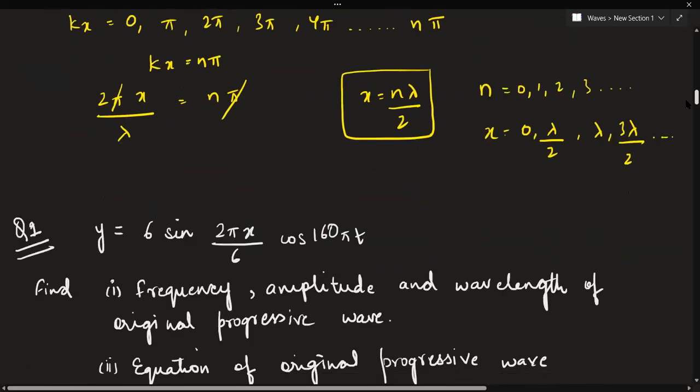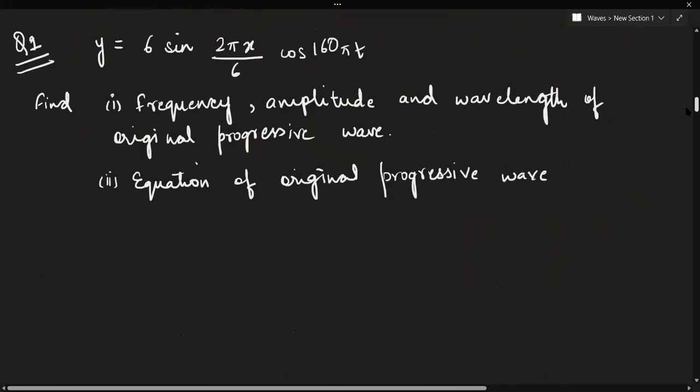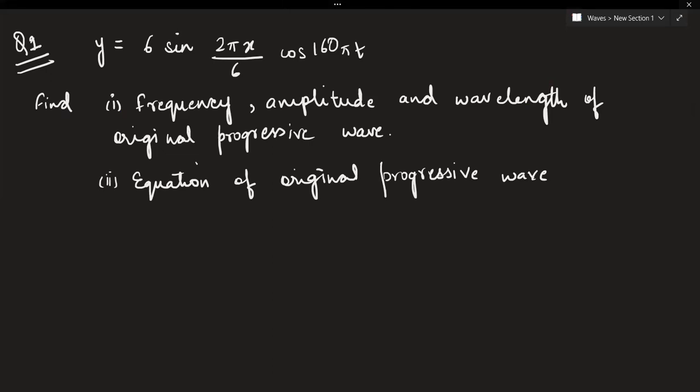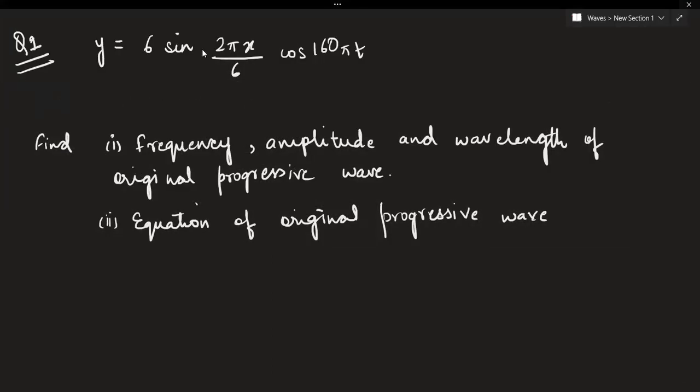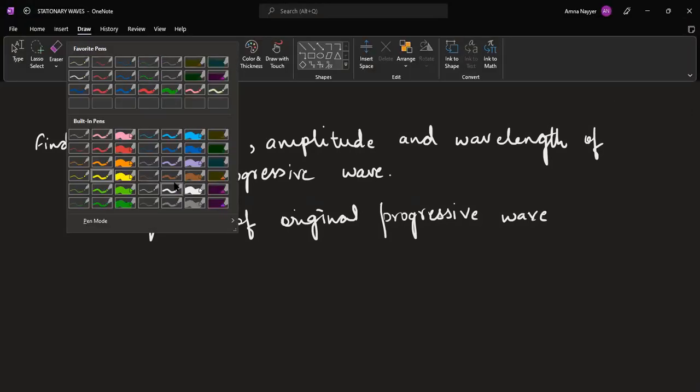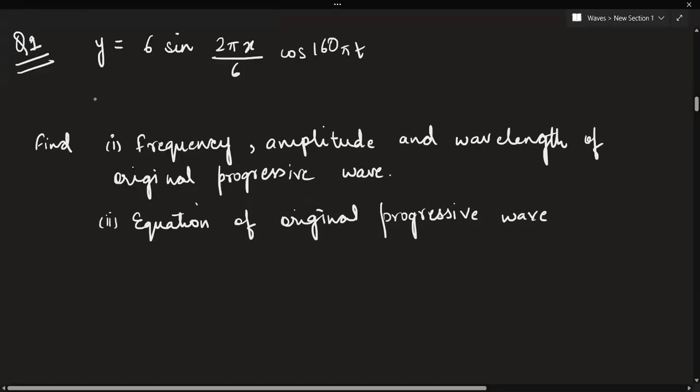Okay, let's do some questions. See, it says y is equal to 6 sine 2 pi x divided by 6 cos 160 pi t. We have to, okay, the second wave is not given. This is for the first wave, and for the second wave, it should also be, let's say, 2. Okay, let's use it this way only.